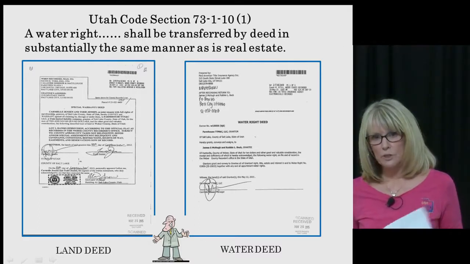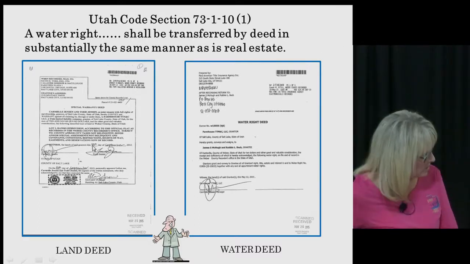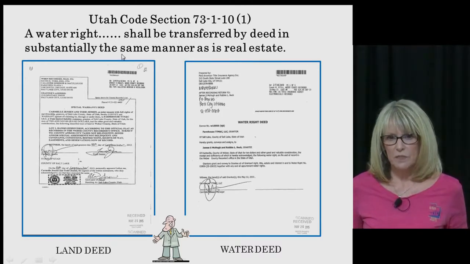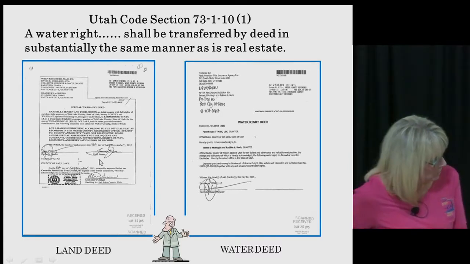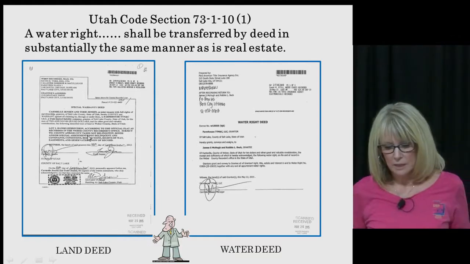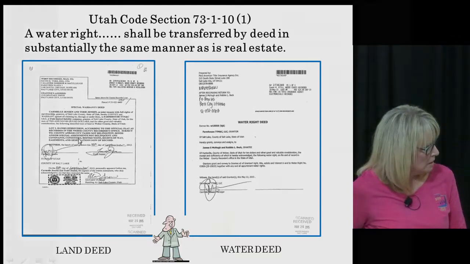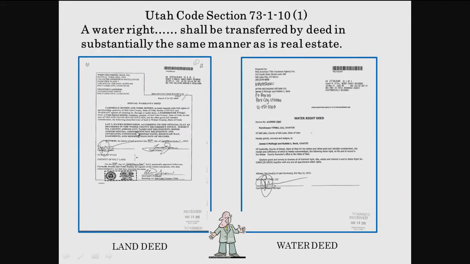So here we have two examples of deeds. Hopefully you can see these. The one on the left is a land deed. And you will note that this land deed conveys a metes and bounds description only, and no specific water right is mentioned in that deed. If it has been established that this metes and bounds description is the place of use of that water right, then most likely this water right has been conveyed by the appurtenance.